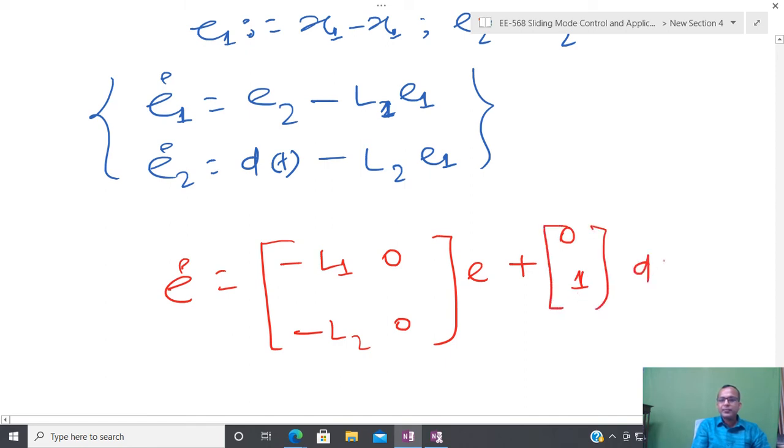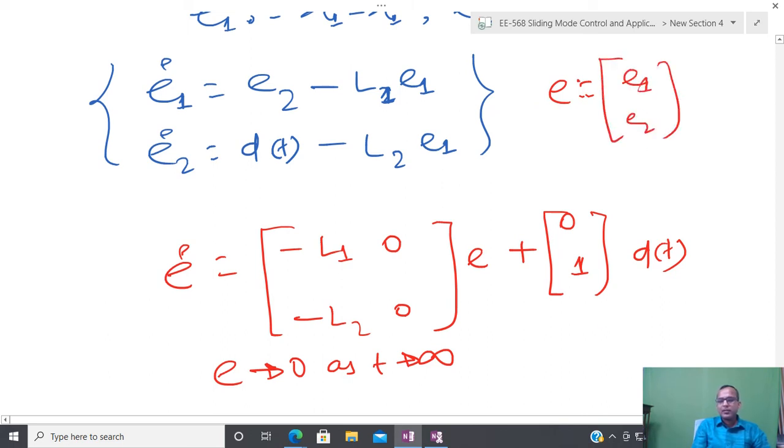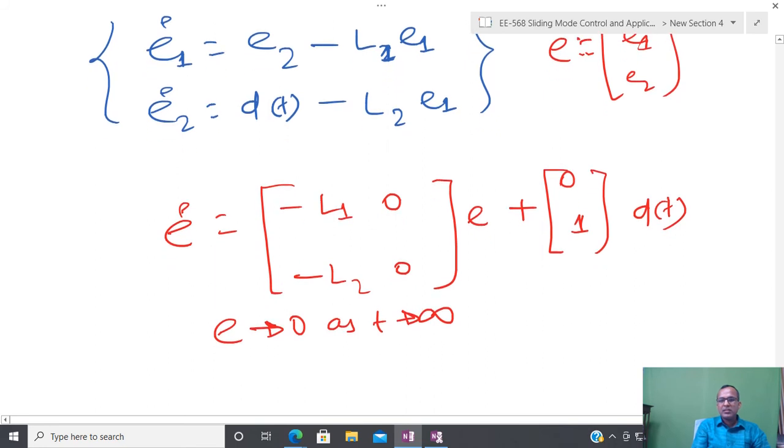Varda, could you please comment on why we cannot say that the error tends towards 0 as t tends towards infinity? Sir, in the second equation, E2 dot, E1 is involved.